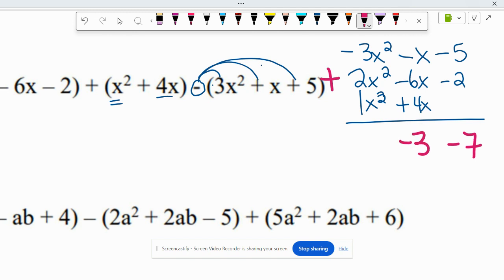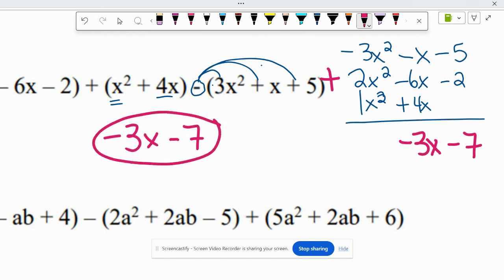-3x. Remember, because it's negative, I have to put that minus sign out there. Last one. -3x squared plus 2x squared plus 1x squared. What do you think, Ashton? -3 plus 2 plus 1. 0. 0x squared. So we don't even write it, correct? So this is our final answer. -3x minus 7.